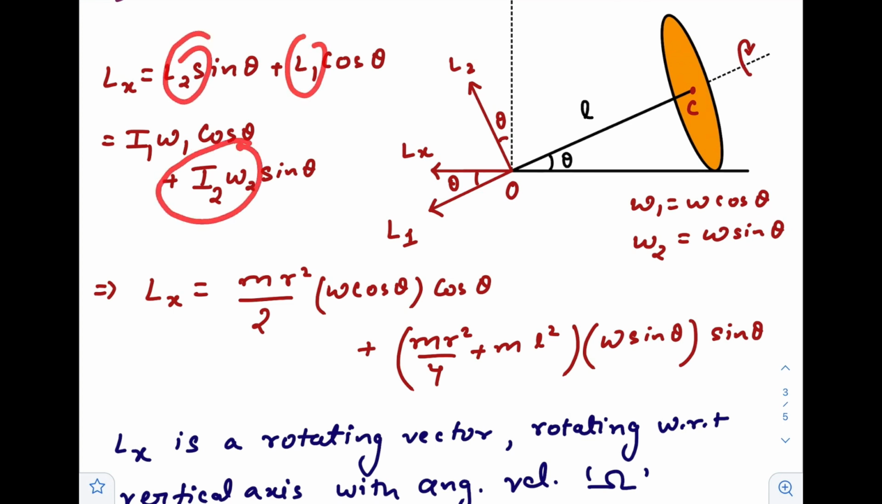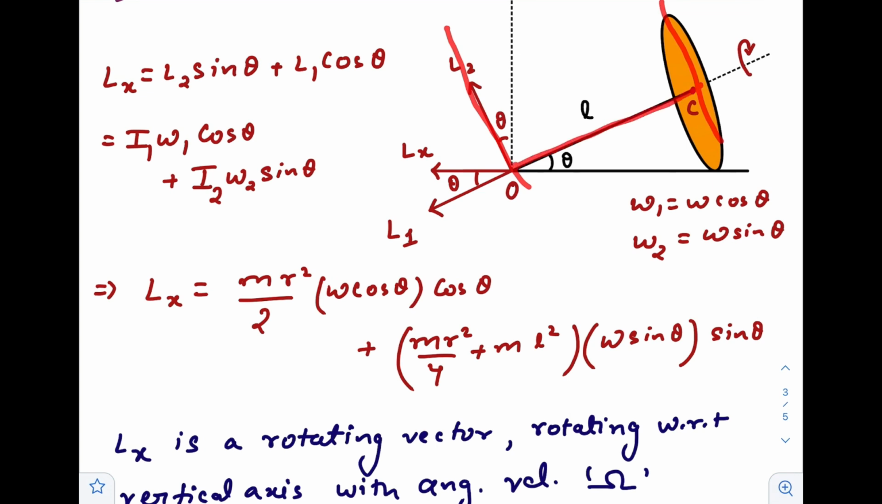L2, that is I2 omega 2, it should be mr square by 4 plus ml square using parallel axis theorem. Omega 2 is the sine component of this omega, simple. And another sine theta is this one. So this one is the angular momentum in the horizontal direction.